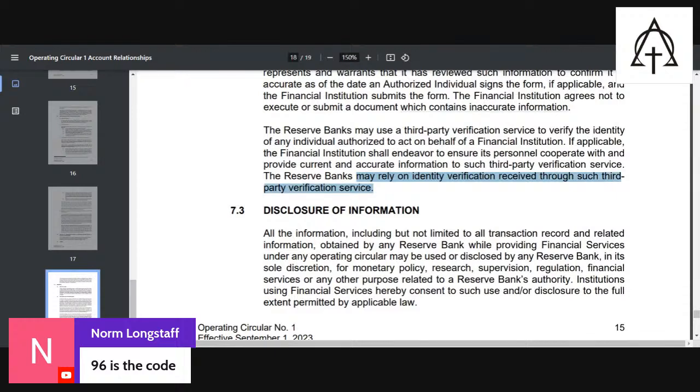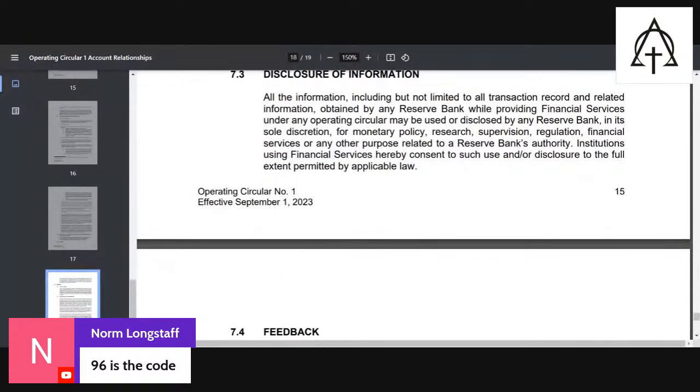And again, you're the only one that can actually truly verify yourself. Put yourself at the top of the chain. Disclosure of information, all the information, including but not limited to all transaction record and related information you are relative, you are not a party to, obtained by any reserve bank while providing financial services under any operating circular may be used or disclosed by any reserve bank.